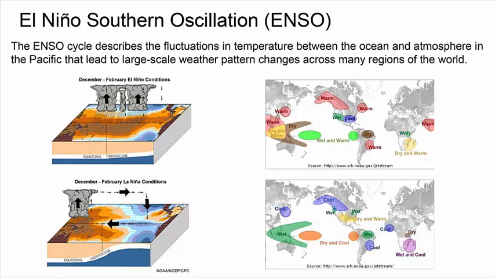Yeah. So that's why in 2016, where we had the record-breaking temperatures all over the world, that was the El Nino phase, which is predominantly associated with warmer temperatures.